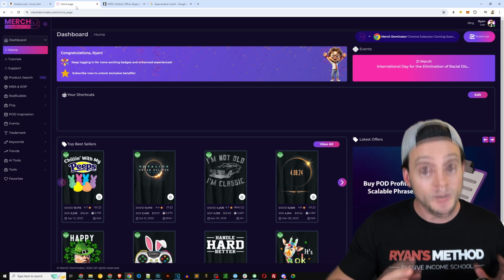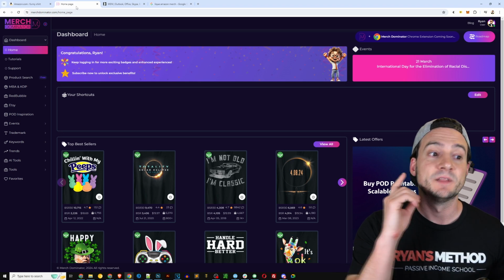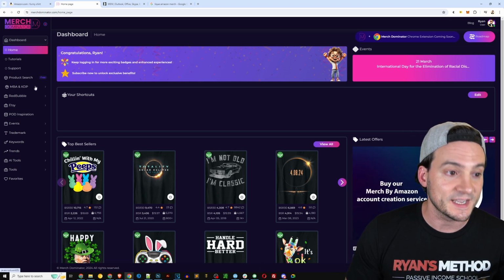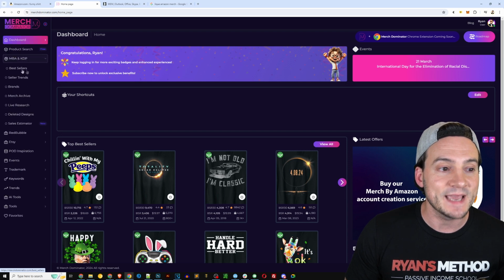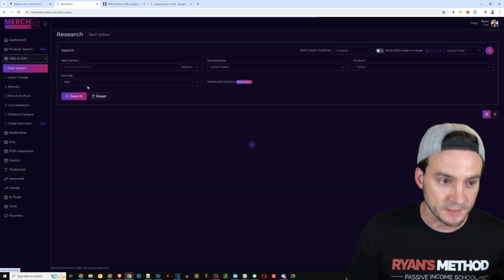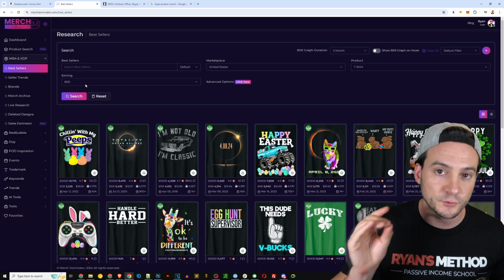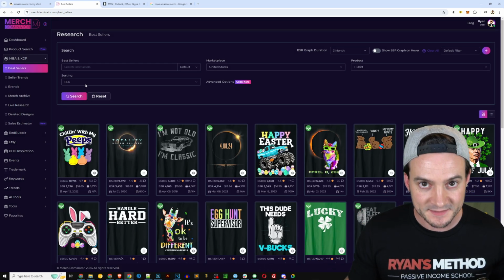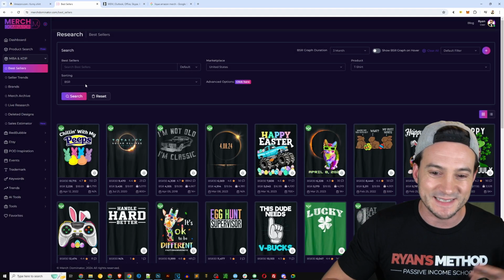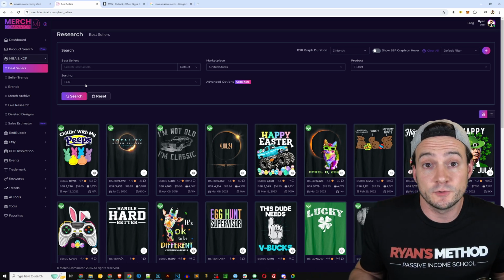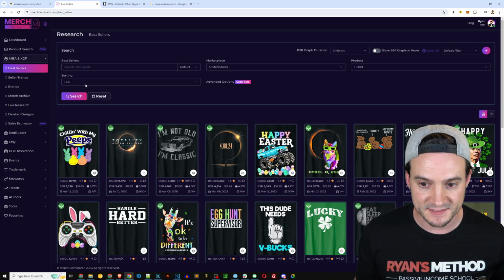And there's a couple ways we can conduct research here. The most basic one is over there on the left-hand side. Click where it says MBA and KDP, and then click best sellers. Now, by default, it's going to filter out the protected brands. Like we're not going to see any Marvel shirts, any Disney shirts, etc. because we can't sell those shirts. We don't have the IP rights to sell them.